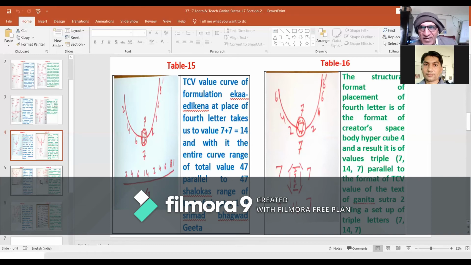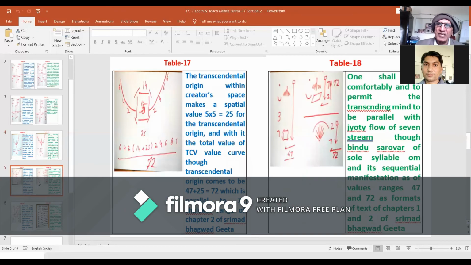It is with this reach when we proceed further, then table 17 will take us to the understanding that the transcendental origin of the creator's space, because of the spatial order of the creator's space, will make the format for the placement of the transcendental origin as 5 cross 5, that is 25.